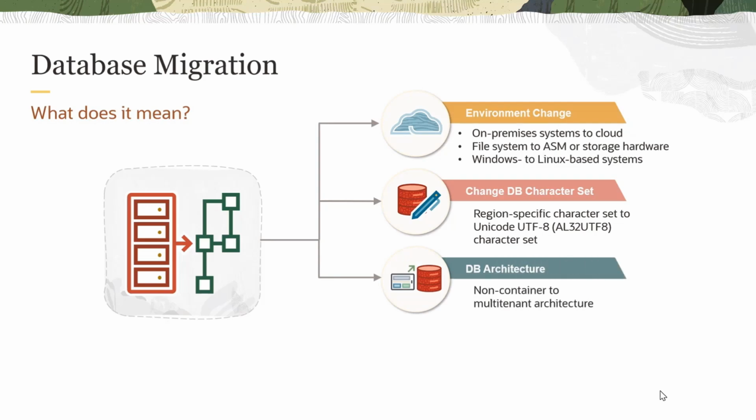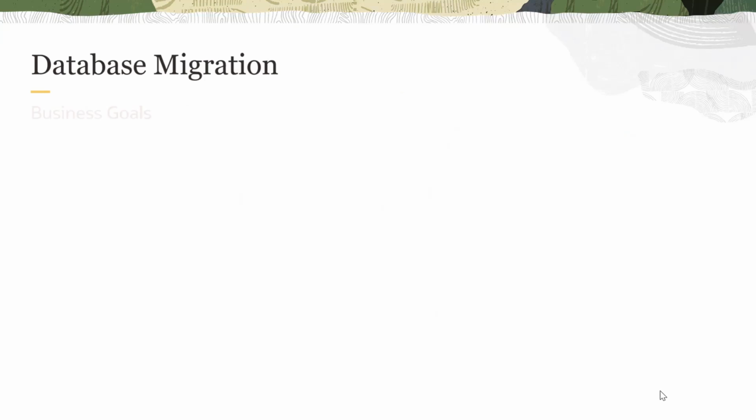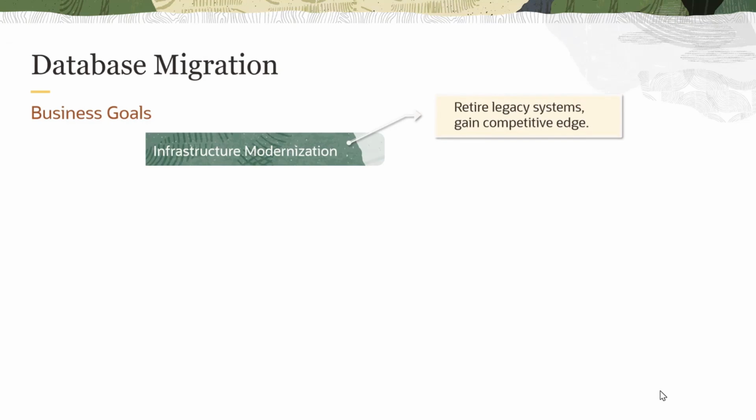Enterprises understand the benefit of the multitenant feature in Oracle database, so they may choose to move from a non-container to a container-based architecture. Or it could mean to move from one database type to another, that is, moving from a non-Oracle database type to Oracle. Usually, migration projects are driven by certain business goals that an enterprise wants to achieve, and here we would be discussing in the context of database migration.